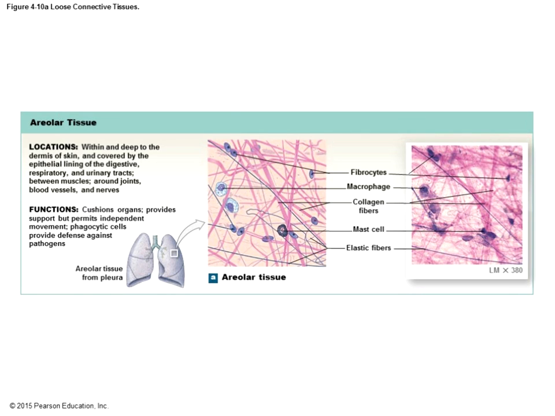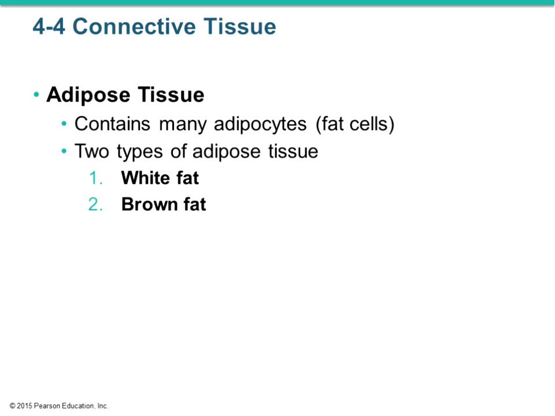And so areolar, as I said, typically you're going to find this in the dermis, right? It's what your skin attaches to. Okay? And so it can provide support, permit movement, and can also provide defense, right? A lot of macrophages and mast cells, other types of defense cells sort of hang out in this connective tissue and migrate when they're needed to those locations. All right? So that is areolar.